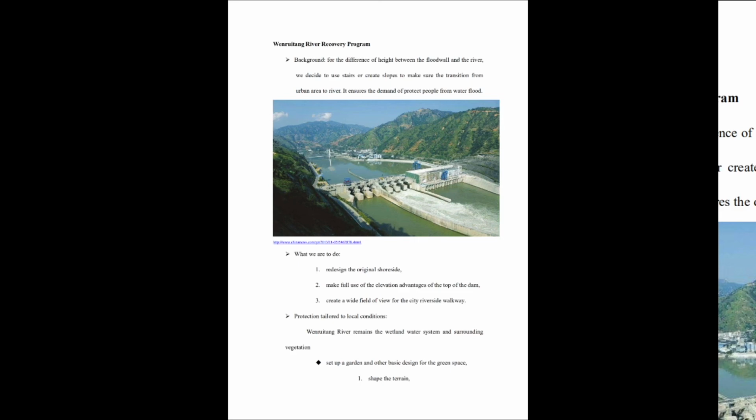Wenruitang River retains the wetland water system and surrounding vegetation, and we will shape the terrain to set up a garden and other basic designs for the green species. And we also want to guide the surface rainwater to achieve purification and recharge the groundwater. The last one, we will use artificial methods to help the river self-recover, and it can make sure the seasonal water level fluctuation stays at a normal level. That's all.